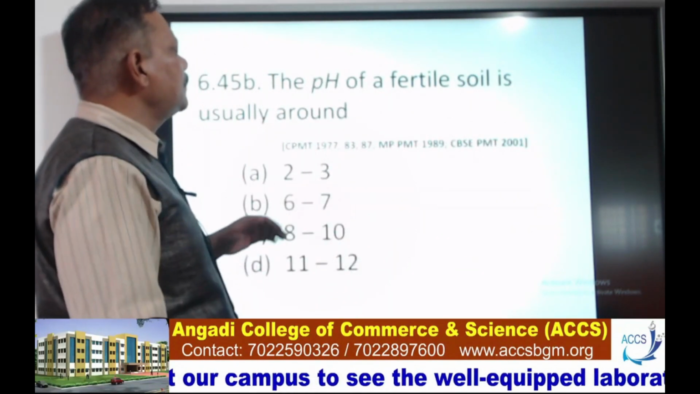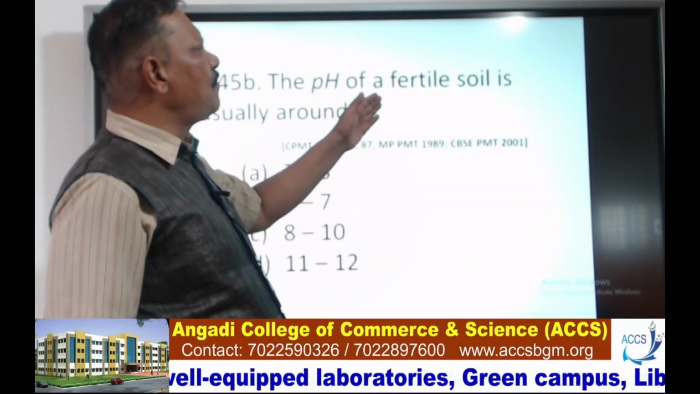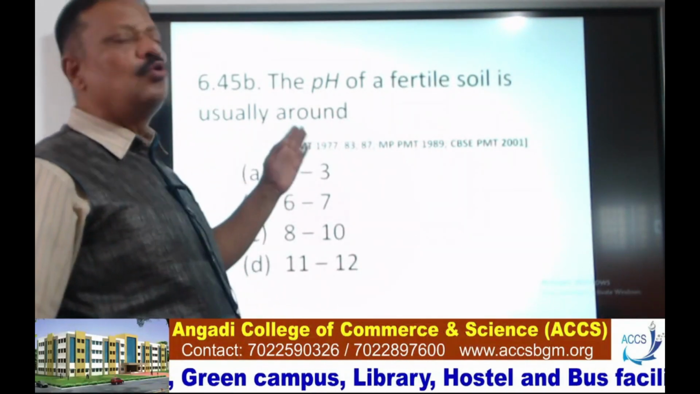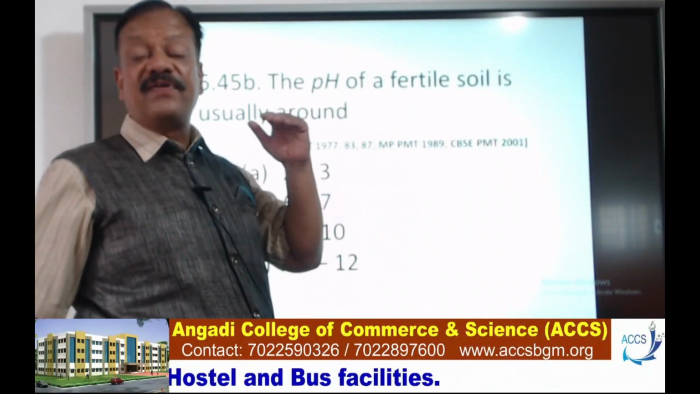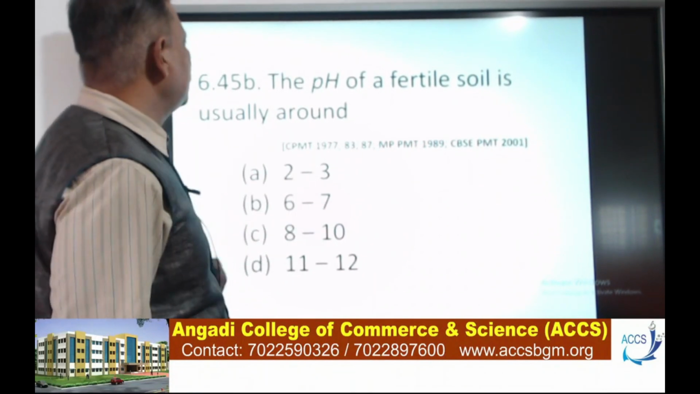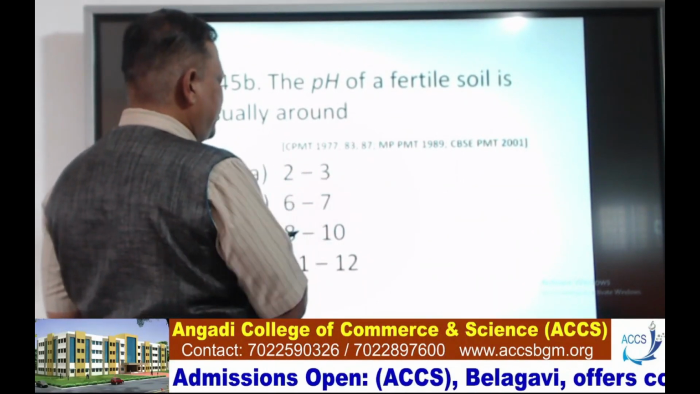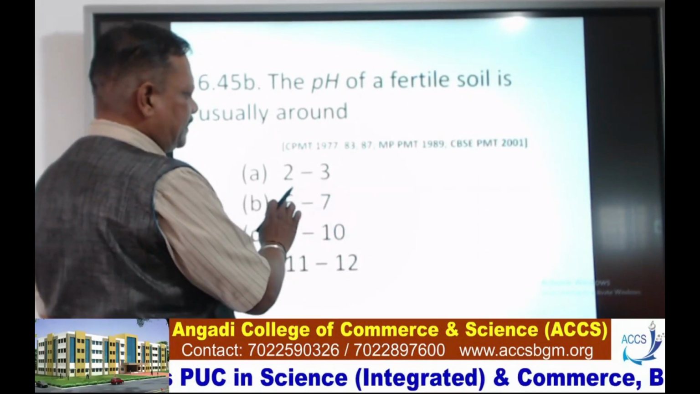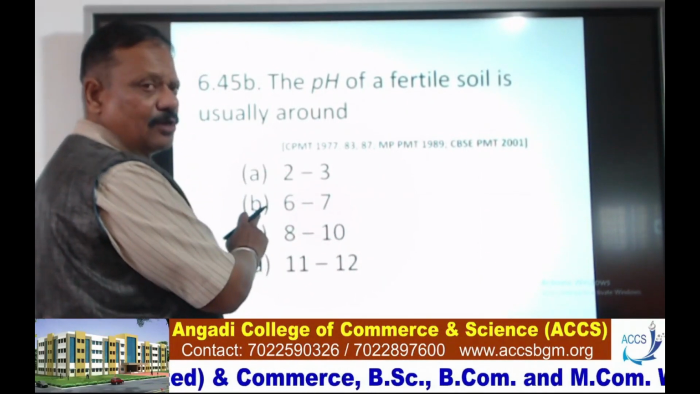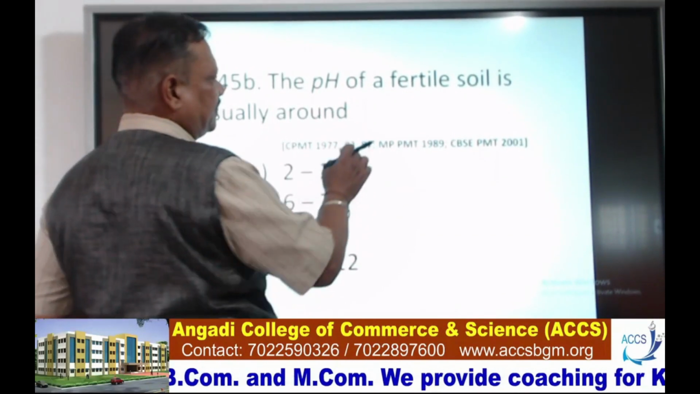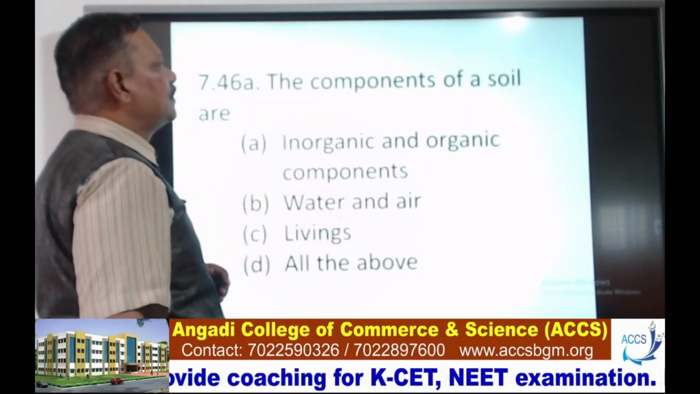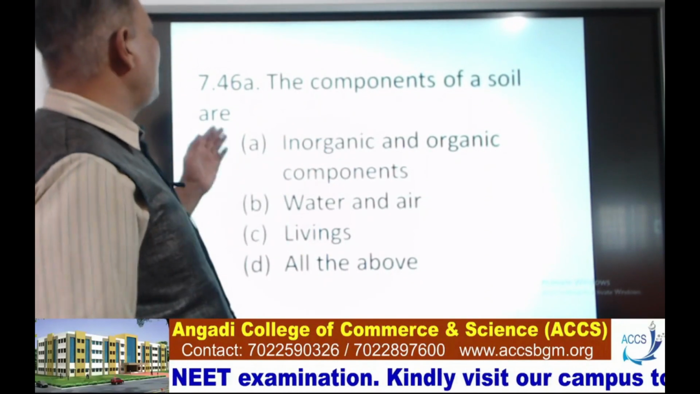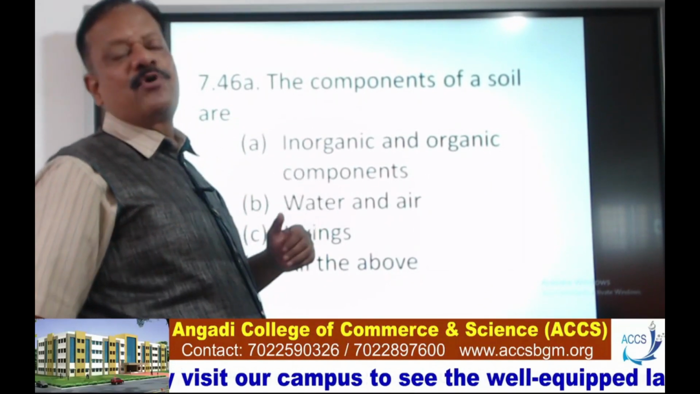Next, the pH of a fertile soil is usually around: 2 to 3, 6 to 7, 8 to 10, 11 to 12. That is 6 to 7. Option B, 6 to 7 pH is the requirement. Next.